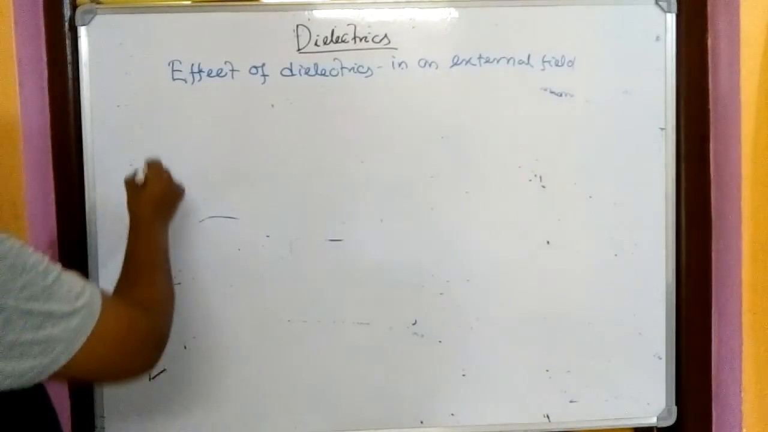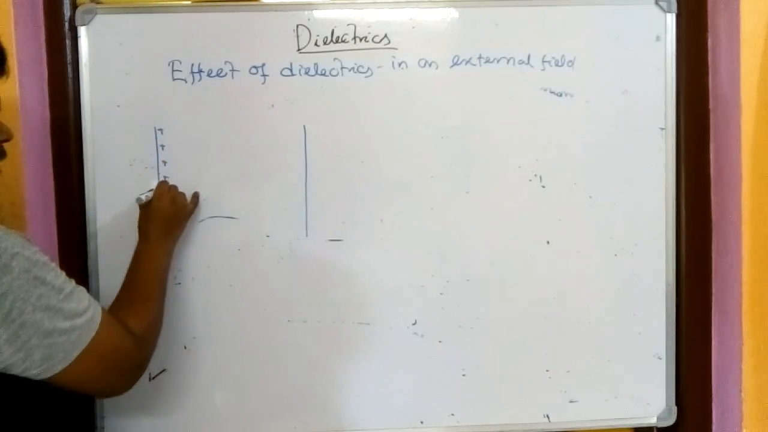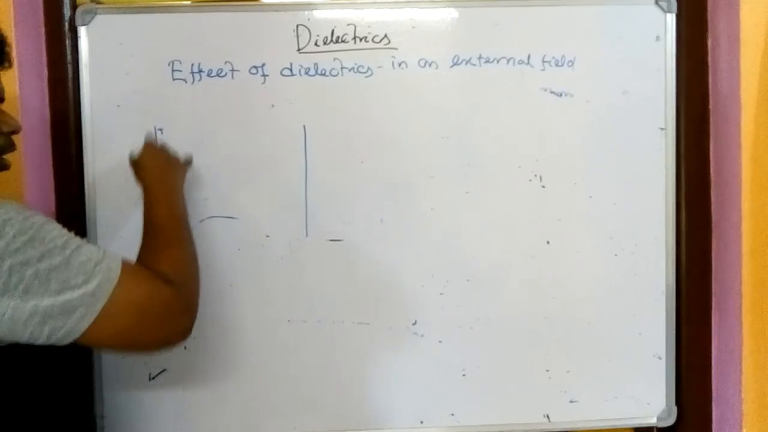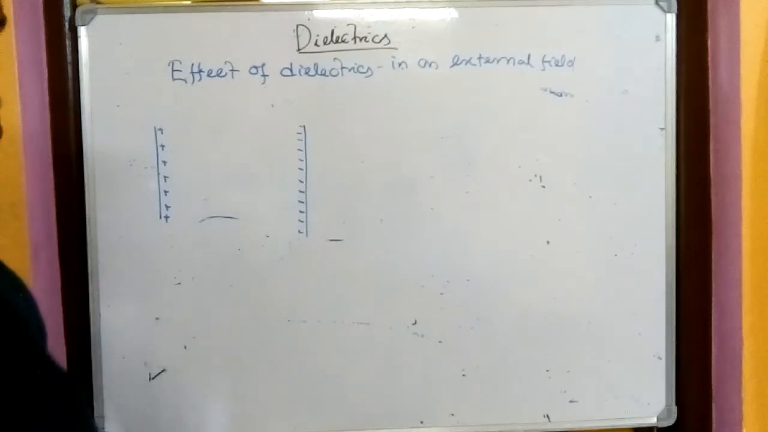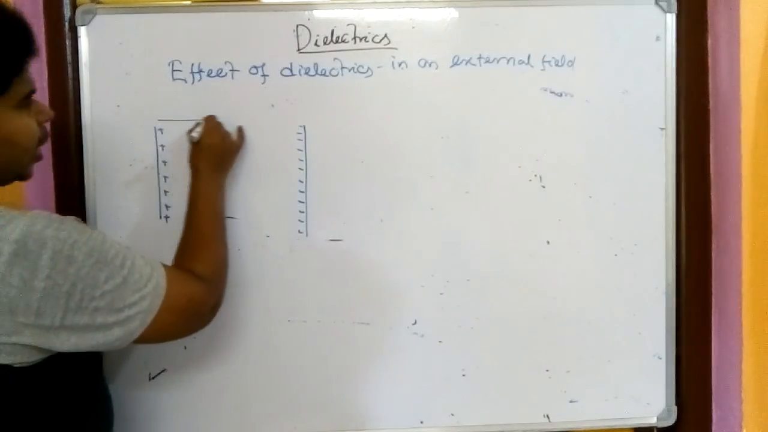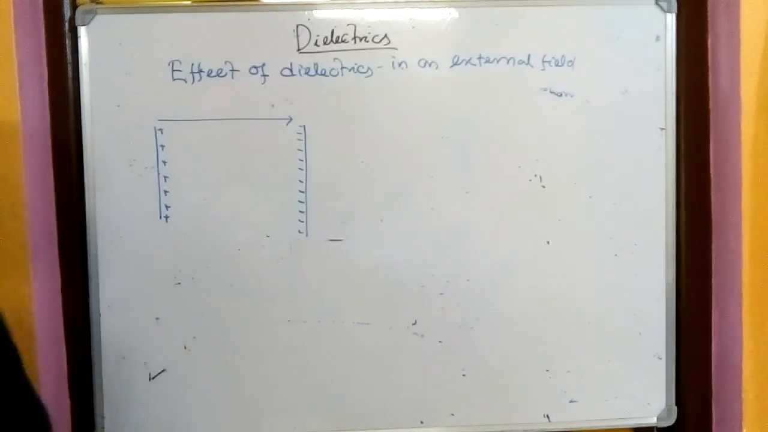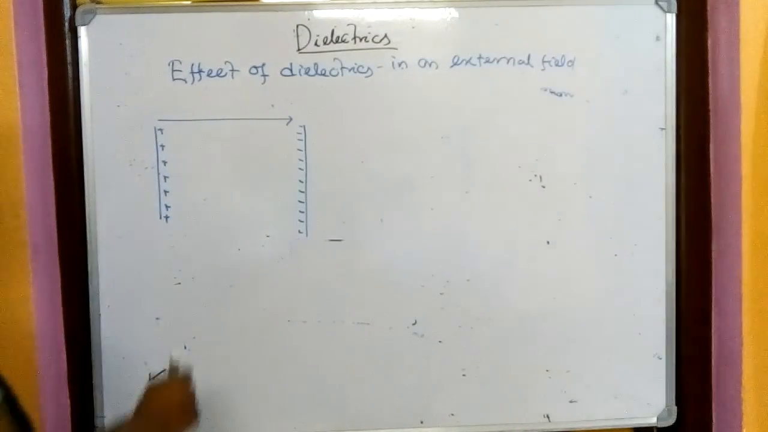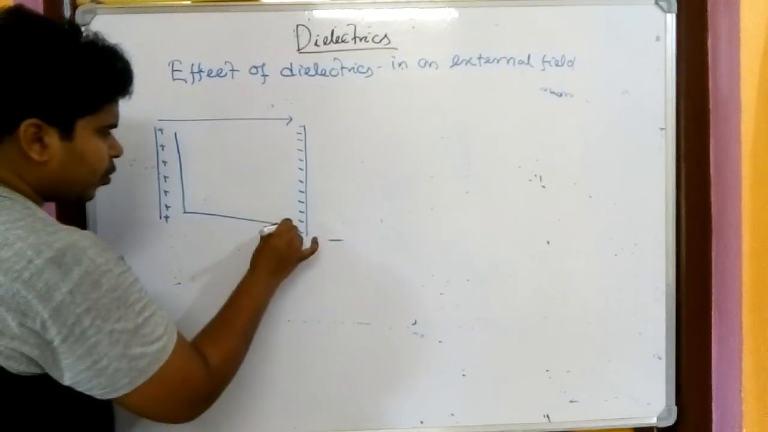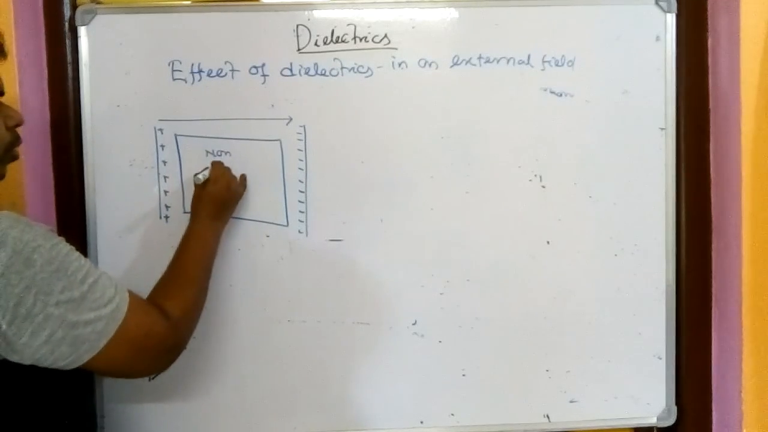Assume you have taken two plates. One plate you have connected with the positive terminal of a cell, so positive charges come, and one plate you have connected with the negative terminal, so negative charges will come. So this is the direction of the electric field. And assume you have to put a dielectric here. Which dielectric do you take? First you take a non-polar dielectric. First we have taken a slab of dielectric which is non-polar.